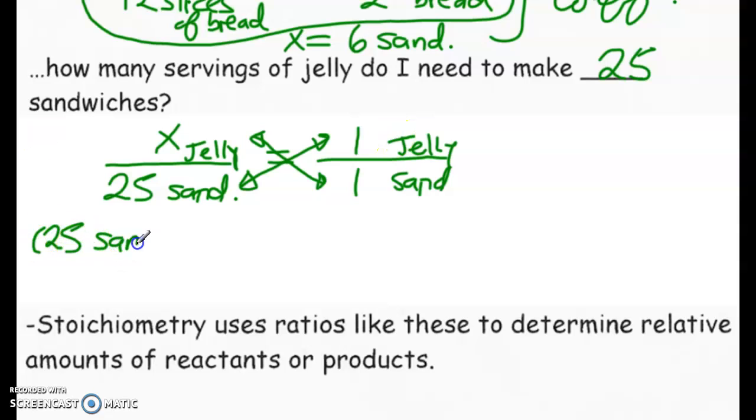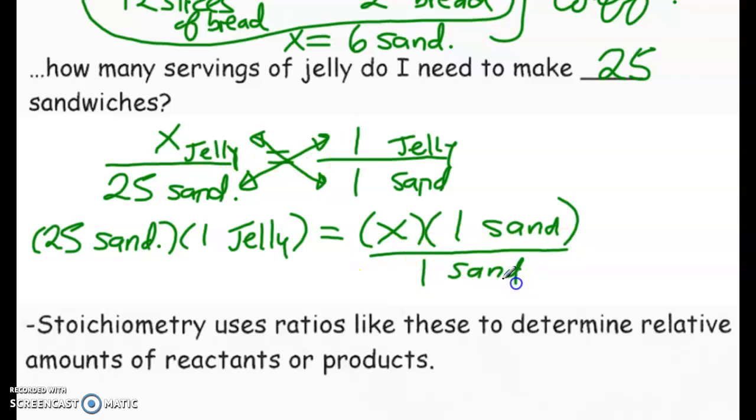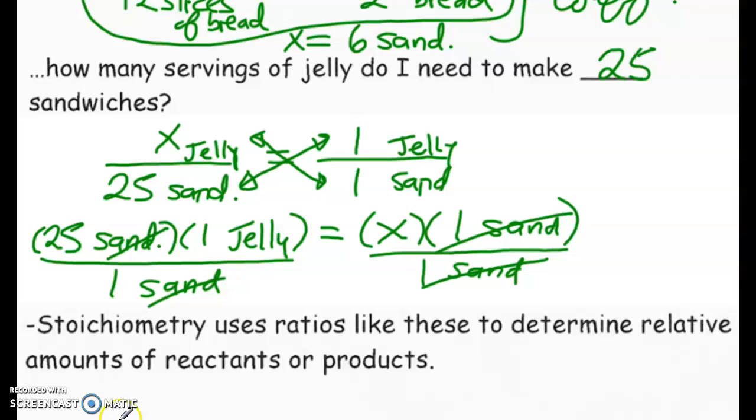So 25 sandwiches times 1 jelly serving, and you equate it to the other side. X times 1 sandwich, right? And then you divide to isolate for x. So 1 sandwich. Whatever you do to one side, you do to the other. Right? So what happens here, the unit of sandwich is gone. 25 times 1 divided by 1 is equal to x. So x is 25 servings of jelly.